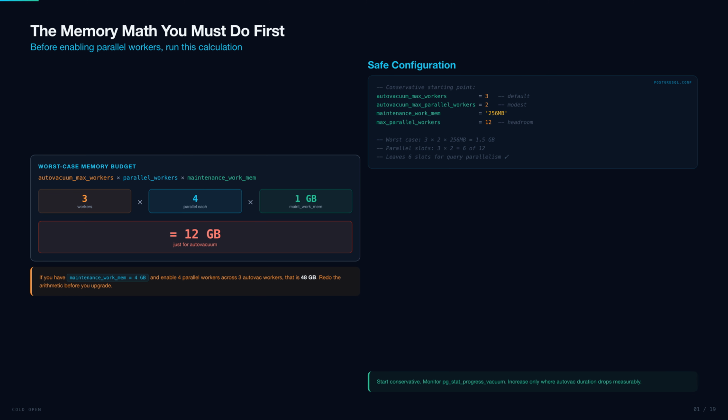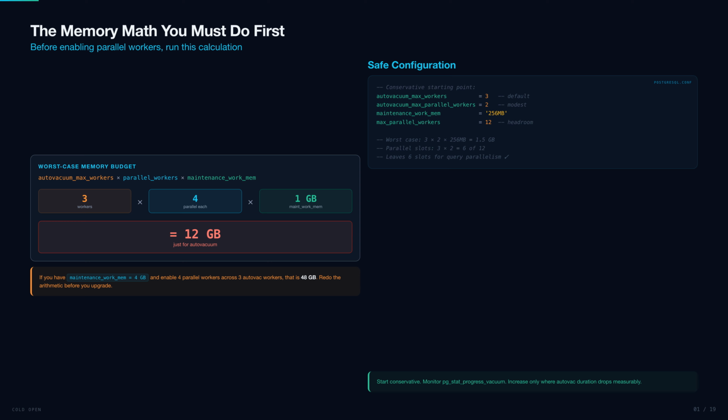Before you enable parallel workers, do this math. Worst case memory, autovacuum_max_workers times autovacuum_max_parallel_workers times maintenance_work_mem. 3 workers times 4 parallel each times 1 GB maintenance_work_mem equals 12 GB. Just for autovacuum.